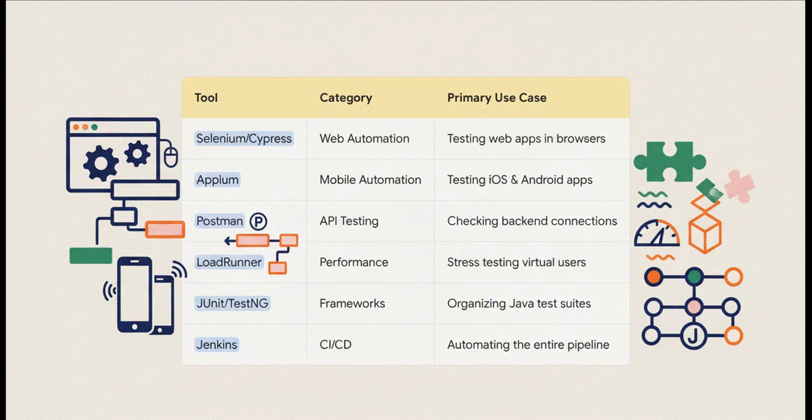You've got your web tools like Selenium and Cypress. You've got mobile covered with Appium. APIs are handled by Postman, and performance is tackled by LoadRunner. Then you use frameworks like JUnit and TestNG to organize everything, and you use Jenkins to automate the whole shebang.